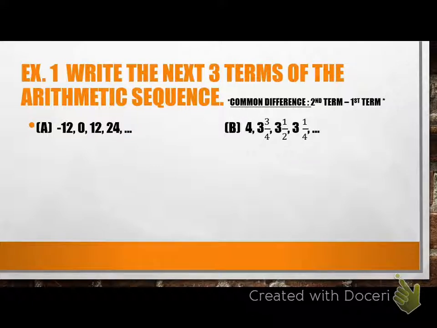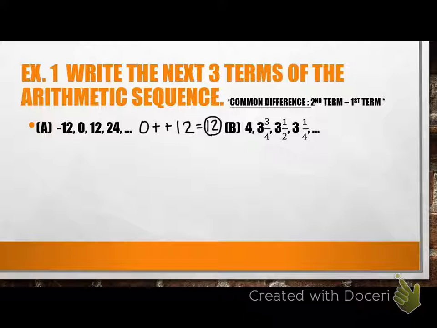So the common difference, you take the second term minus the first term. Now, look at letter A. What is the second term in this list? 0. So right here to the side, we're going to put 0 minus. Now, what is the first term? Negative 12. Now, be very careful, okay? Make sure you write down negative 12. That minus is from the formula. Second term minus the first term. So 0 minus a negative 12. What do you see right off the bat that we need to fix? Double negatives. So that means that 0 plus 12 equals what? 12. So the common difference is 12.